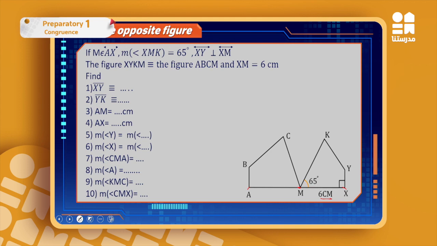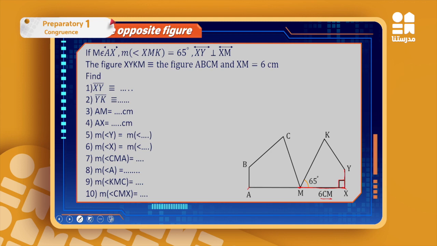And here we have another given. The line XY is perpendicular on XM. What does it mean? They are making 90 degrees. They are making a right angle. Here we have the symbol of the right angle. Find each one of those. We have 10 questions.